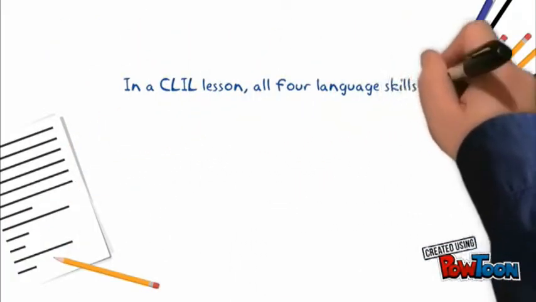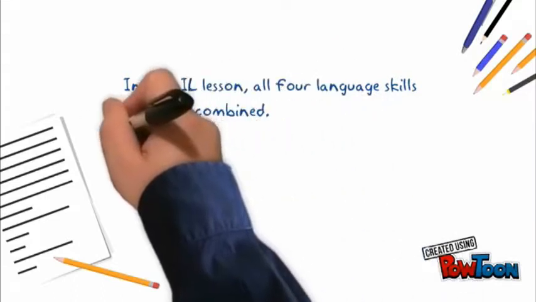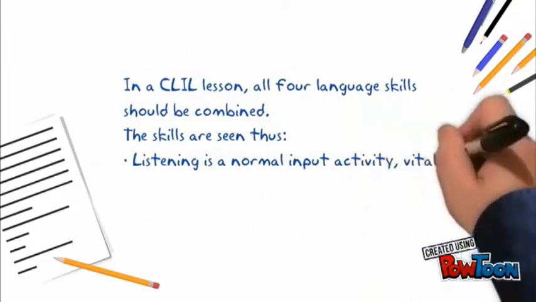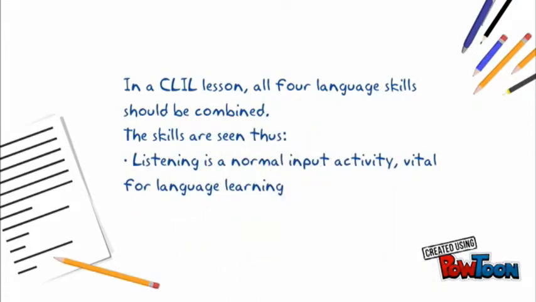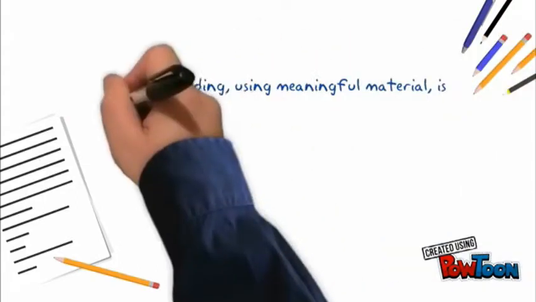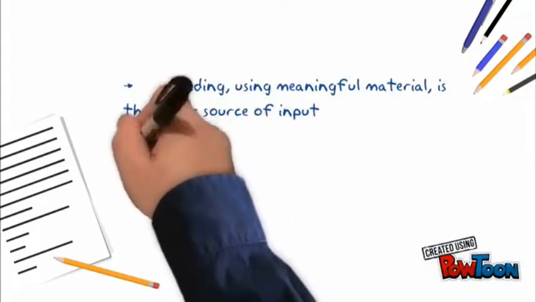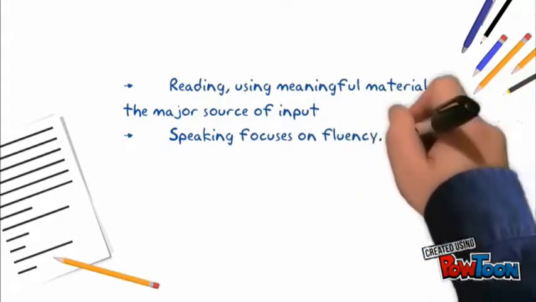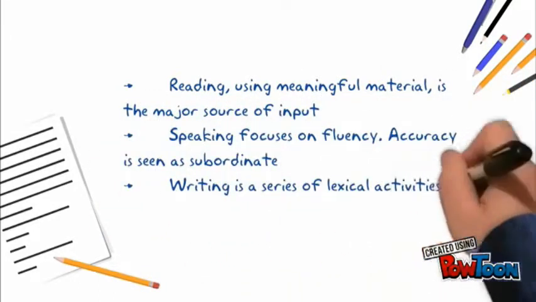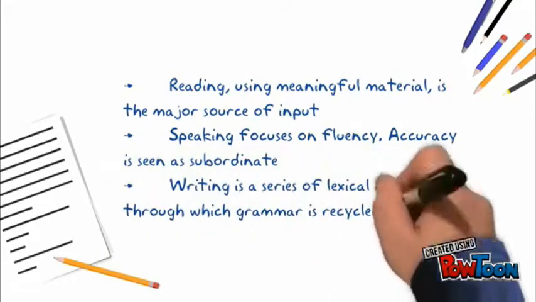In a CLIL lesson, all 4 language skills should be combined. The skills are seen thus: listening is a normal input activity, vital for language learning. Reading, using meaningful material, is the major source of input. Speaking focuses on fluency. Accuracy is seen as subordinate. Writing is a series of lexical activities through which grammar is recycled.